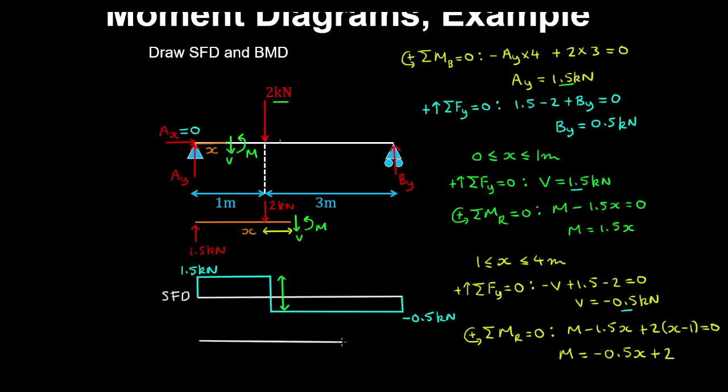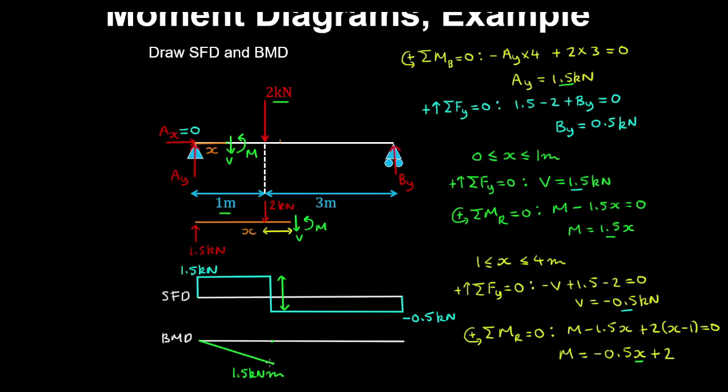And now if we draw the bending moment diagram, from 0 to 1 meter, we have 1.5x. So 1.5 by 1 is 1.5 kilonewton meters at the point load. And similarly, if we substitute x equals 1 meter here, we get 1.5 kilonewton meters also.